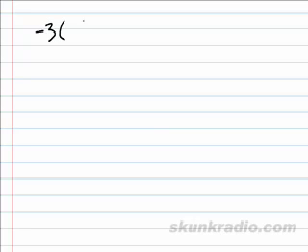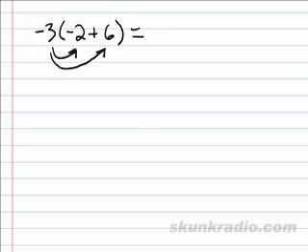How about a minus 3 times a minus 2 plus 6? So again, we're always taking that term that's outside the parentheses and we're multiplying it by each term on the inside. So in this case, we have minus 3 times a minus 2 is a positive 6. And then I'm going to multiply negative 3 times a positive 6. I'm going to get negative 18.